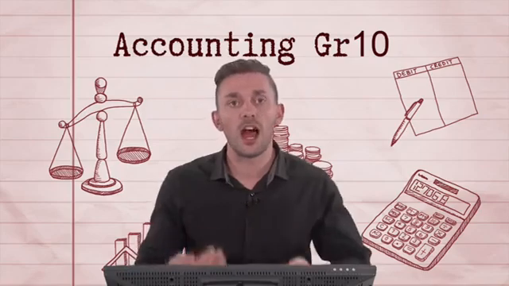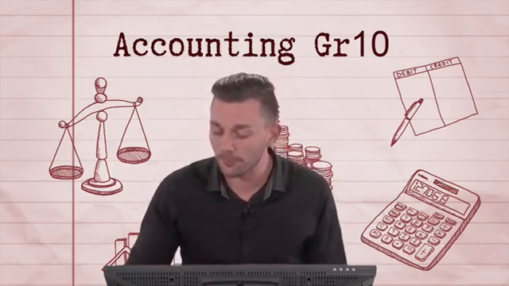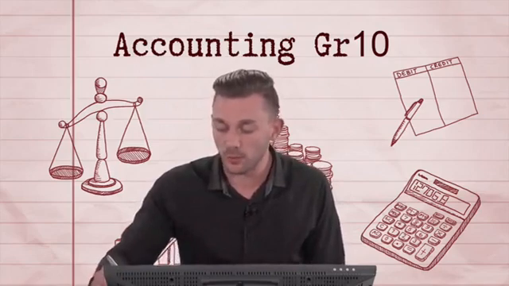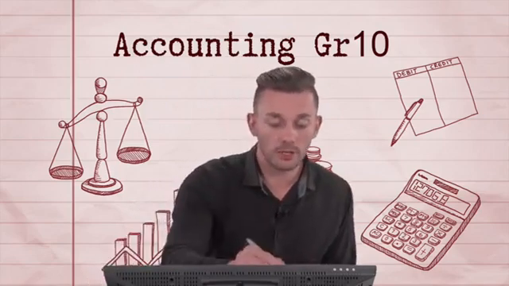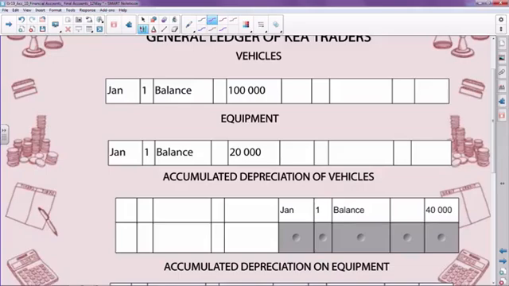Now I want to quickly show you how to record everything for a specific year in the general ledger. This is the most important way to record it. So remember, your vehicles will be an asset. It's plus minus and will be always recorded at your cost price. There it is, 100,000 Rand. That's what I've paid, and will stay like that. Your equipment, we've paid 20,000, also an asset, and it will remain 20,000.